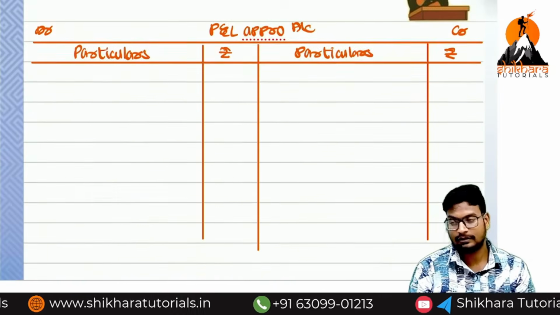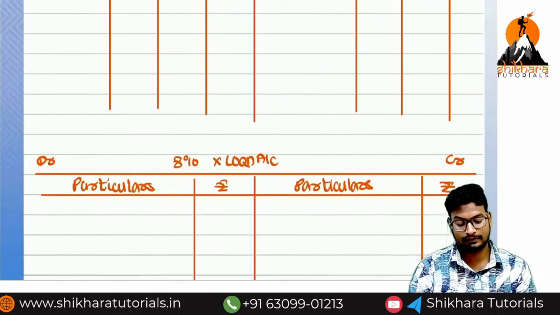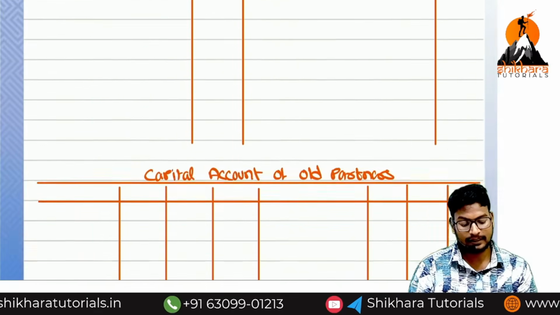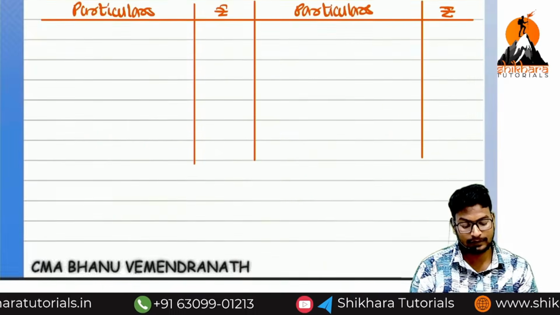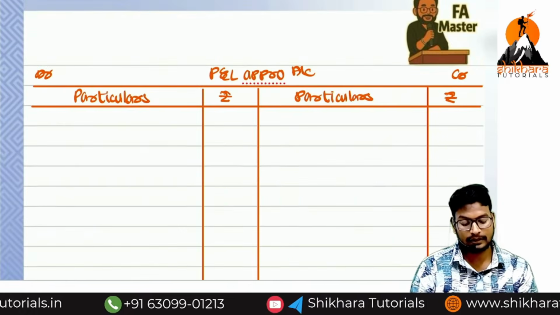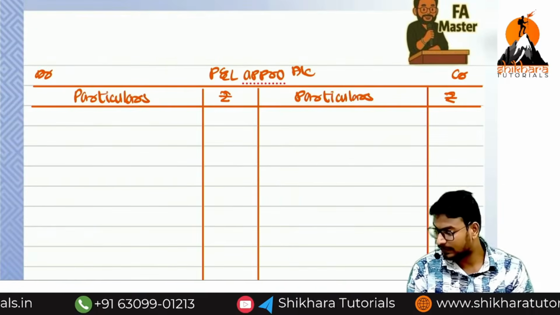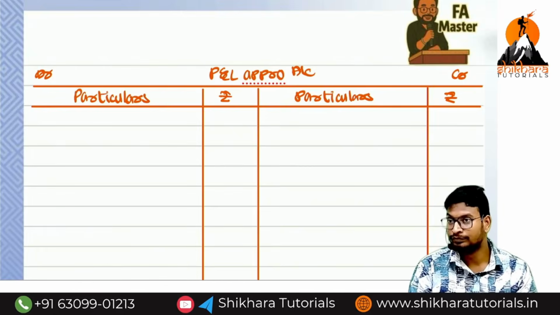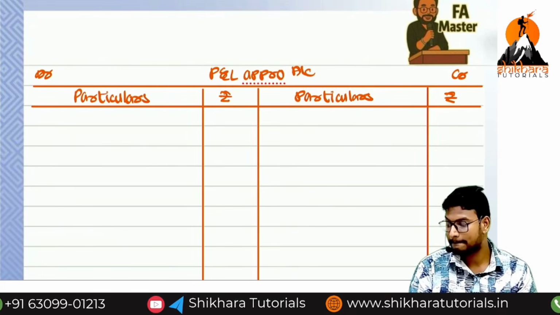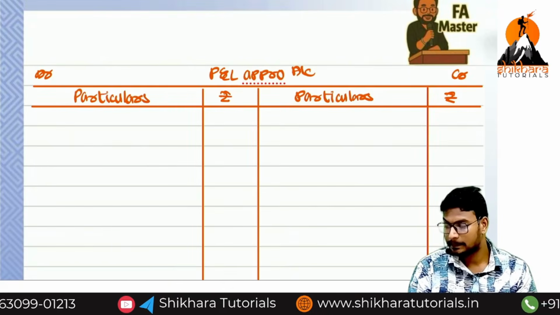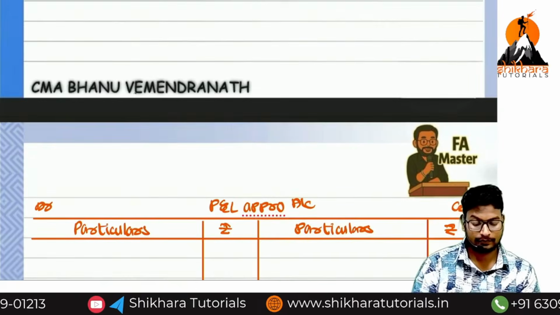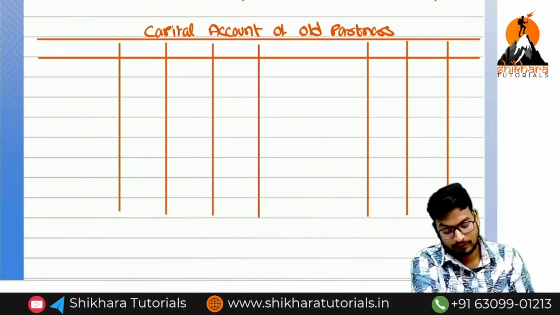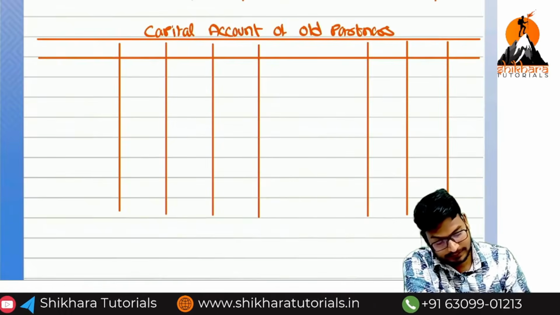Okay guys, shall we start? What are the accounts, once again? Revaluation account, capital account of old partners, capital account of new partners, loan account and P&L appropriation account. Okay? So who are the old partners? X, Y, Z.